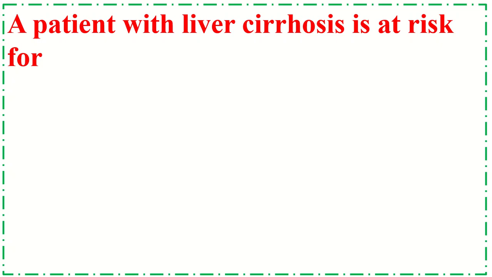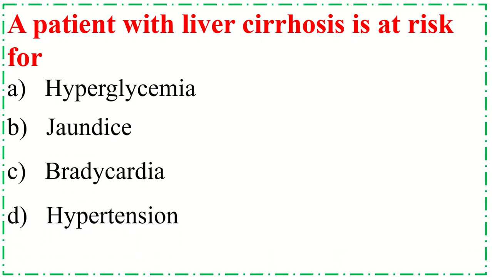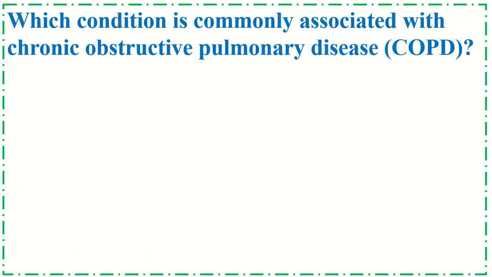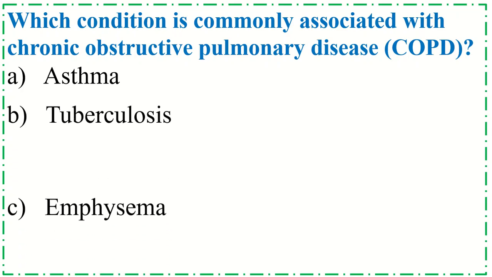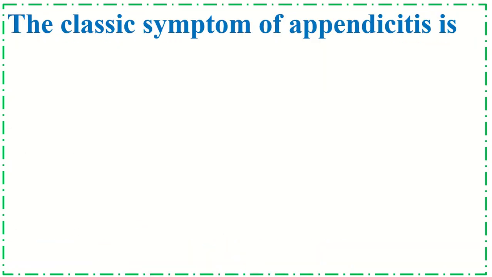A patient with liver cirrhosis is at risk for option A hyperglycemia, B jaundice, C bradycardia, D hypertension. Correct option is B jaundice. Which condition is most commonly associated with COPD, chronic obstructive pulmonary disease? Option A asthma, B tuberculosis, C emphysema, D pneumonia. Correct option is C emphysema.